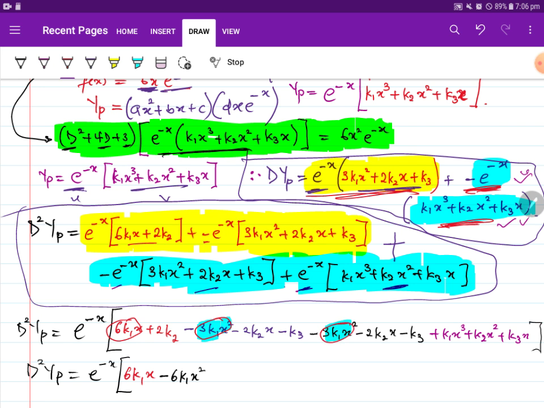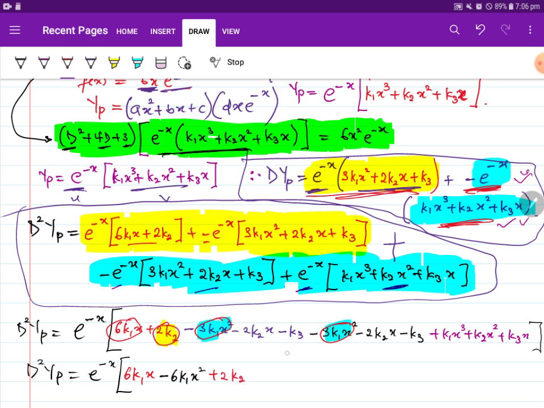Okay, let's move on. Let's pick k2. Ordinary k2. This is ordinary k2, no x attached to it. Is there any other k2? No x attached to it. No. So that will be plus 2k2. So we've picked these two.